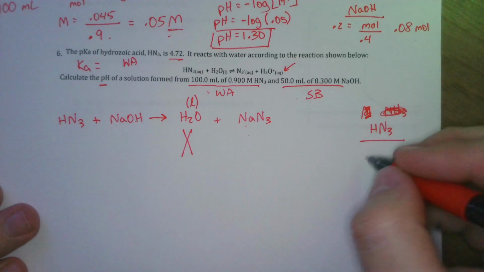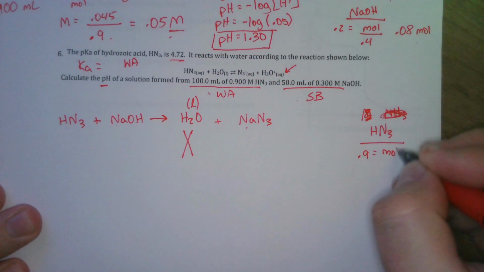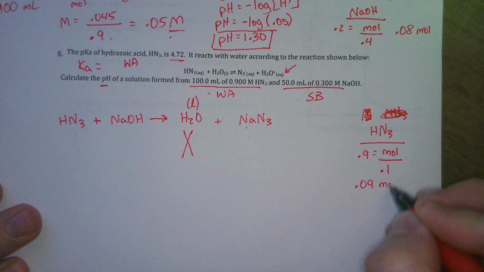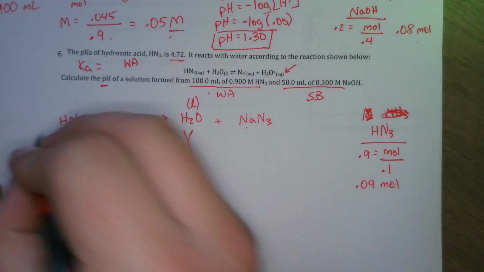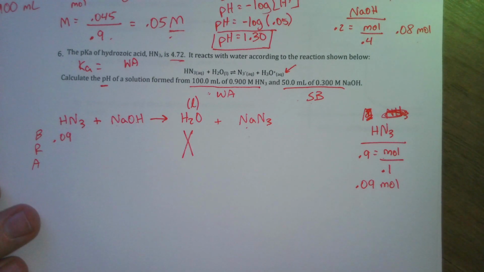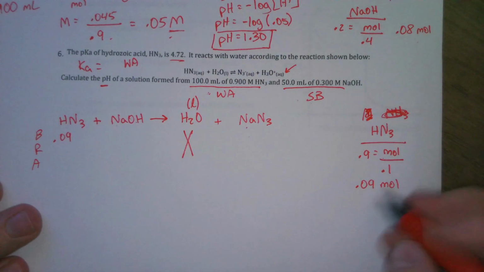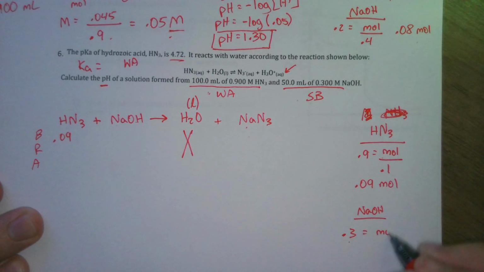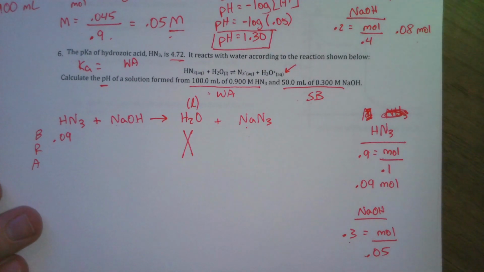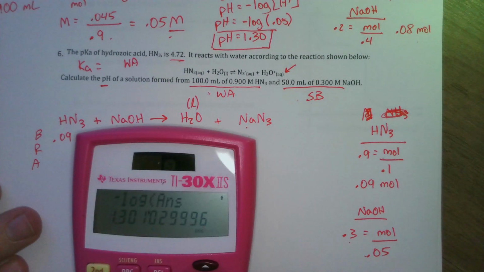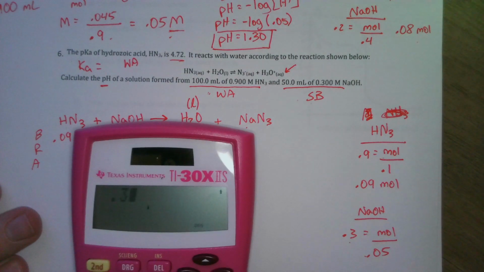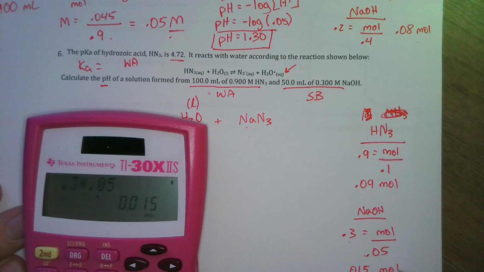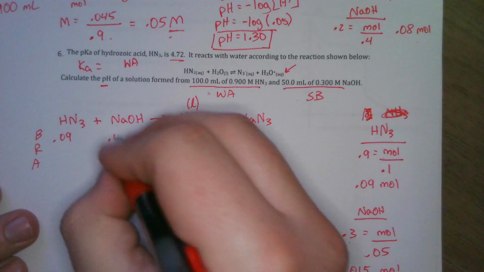All right, my molarity is 0.9 equals moles over my liters, which is 100 milliliters, or 0.1. That's 0.09 moles of acid. Plug that into my stoichiometry table. NaOH, I had 0.3 molar equals moles over liters, and I had 50 milliliters, or 0.05. 0.3 times 0.05 should be 0.015 moles base. Plug that into the table.